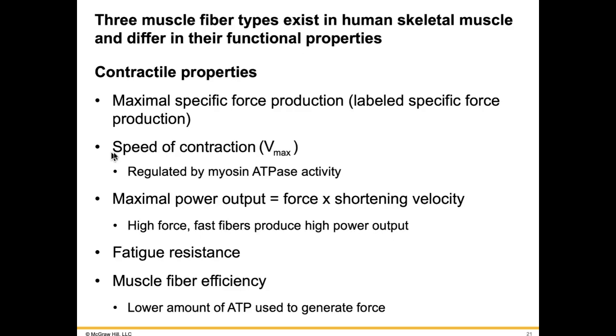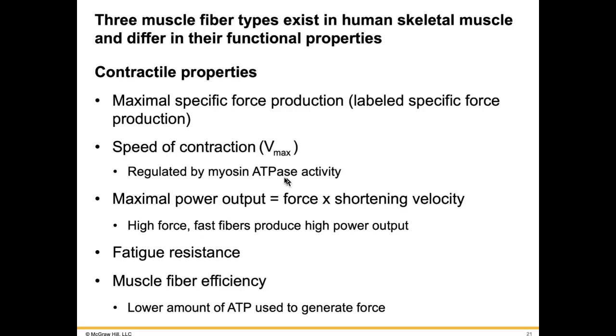Now, what's going to really help with that? It's going to be the amount of myosin ATPase activity. If you remember, ATPase is going to help us degrade ATP into ADP and an organic phosphate. And the faster that we're able to do this, the faster we are able to cause that cross-bridge cycling so that we can contract.